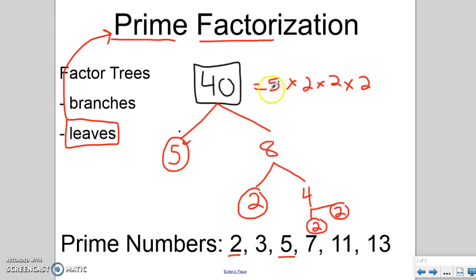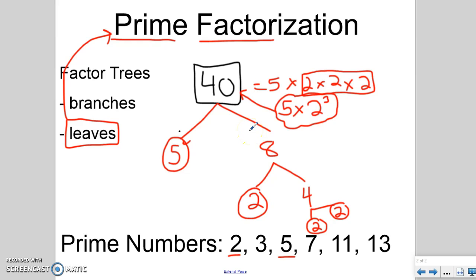And I'm going to prove this to you. 5 times 2 is 10. 10 times 2 is 20. 20 times 2 is 40. Now that exponents part comes in. I only have 1 5, so that's going to stay put. But here I have 3 2's being multiplied together. That's some repeated multiplication, and I know that little e means repeated multiplication. So I'm going to write 2 times 2 times 2 as 2 to the 3rd power. So my final answer for the prime factorization of 40 using exponents would be 5 times 2 to the 3rd power.